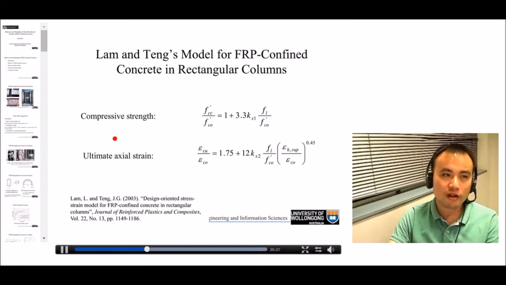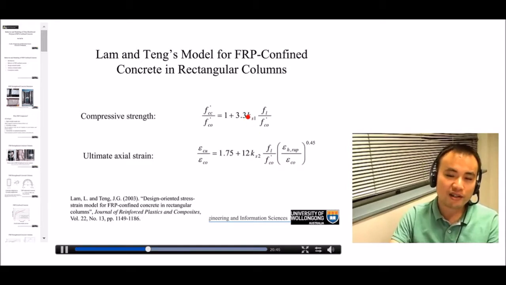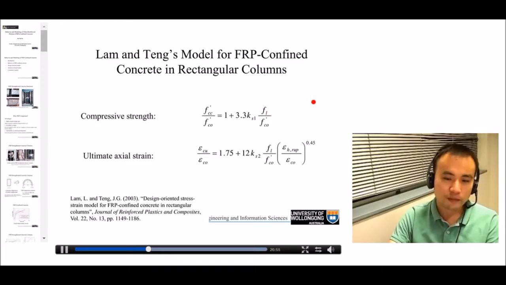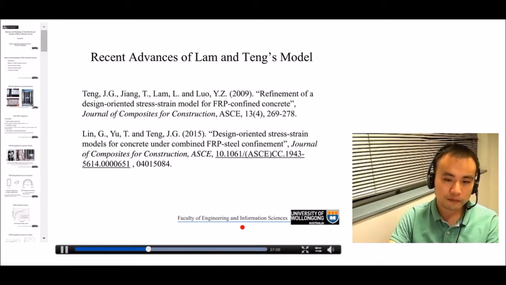And for the stress-strain model developed based on this concept, such as the Lam and Teng model, in their another paper published again in 2003, they used two reduction factors, one for the strength and one for the ultimate axial strain, simply because the FRP confinement is less effective. So the compressive strength needs to be reduced compared with its circular column counterpart. And the same for the ultimate axial strain.